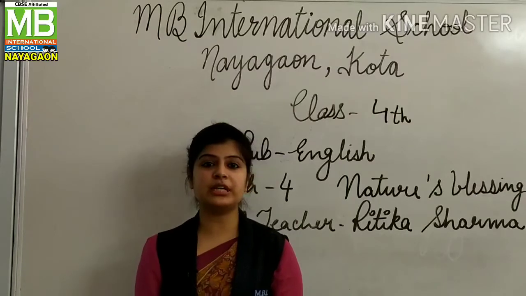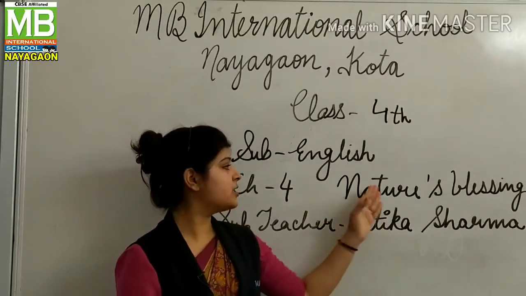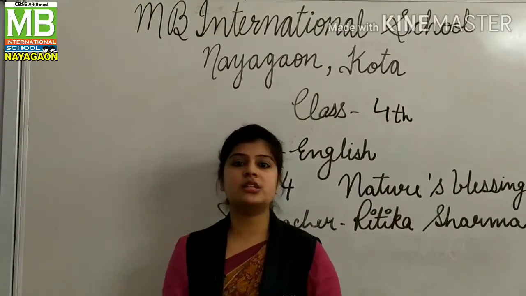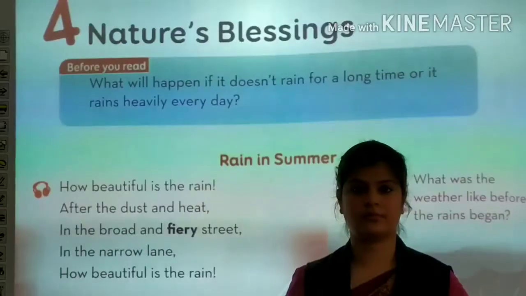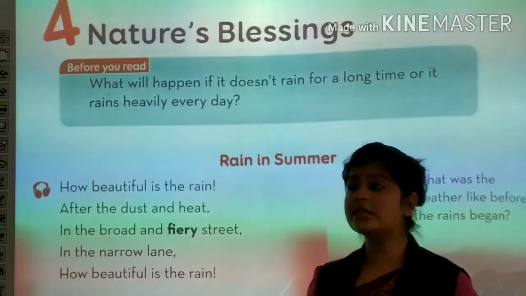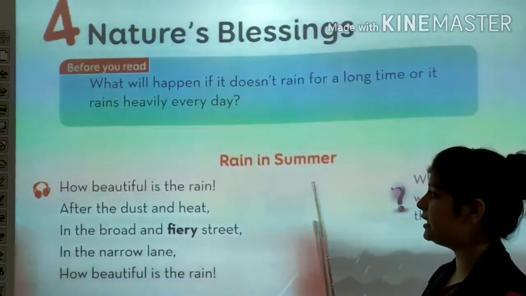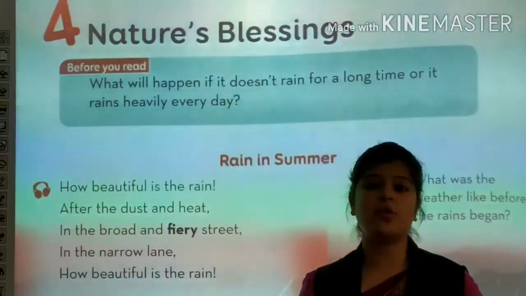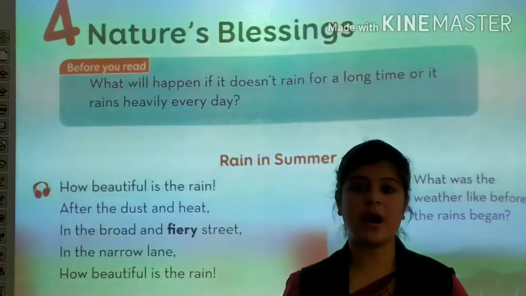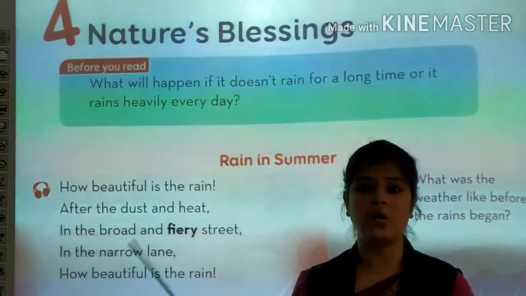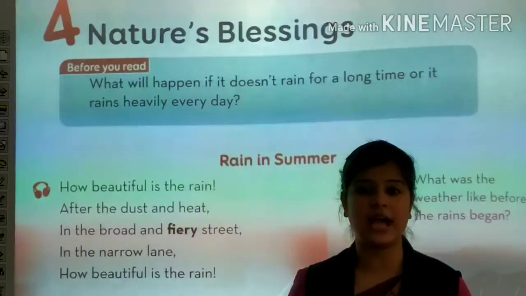So today we will read chapter number 4, which is named Nature's Blessing. It's your chapter 4 in the English textbook. So students, in this chapter we will read a very beautiful poem which is named Rain in Summer. See, in this poem the poet is describing the rain and its sound, how it comes on the earth and changes the whole environment.